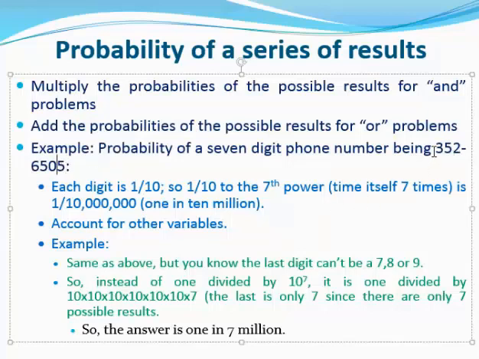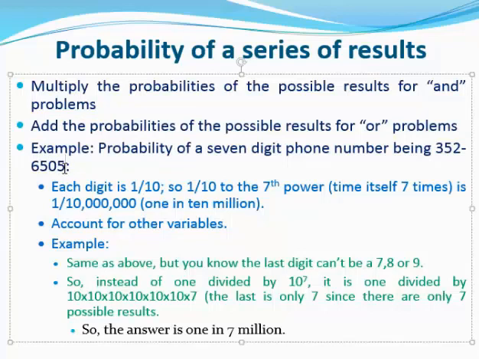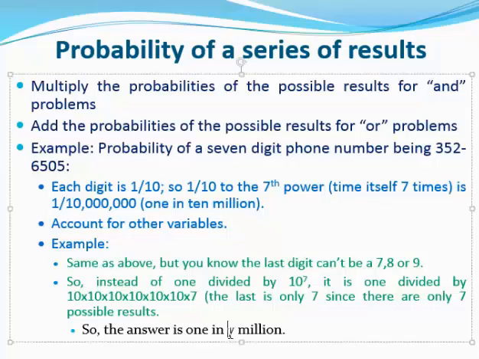Well, the first 6 digits stay as 1 in 10, 1 in 10, 1 in 10, 1 in 10, 1 in 10, 1 in 10, but for the last digit, now there's only 7 possibilities. This last digit can only be a 0, 1, 2, 3, 4, 5, or 6. So instead of being 1 over 10 to the 7th power, it would be 1 over 10 six times, times 1 over 7. Because for that last one, there's only 7 possibilities, and if you multiply those up, you're going to get 7 million instead of 10 million.